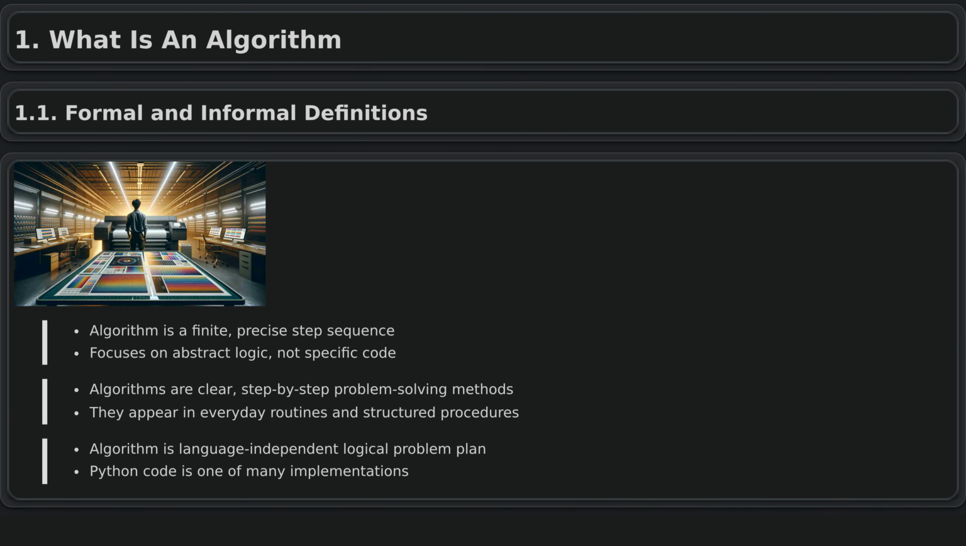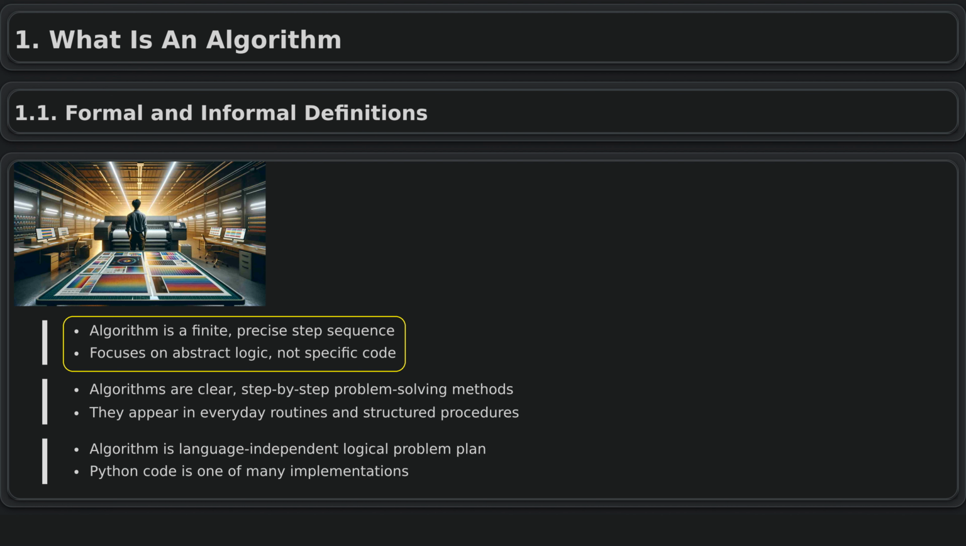What is an algorithm? Formal and informal definitions. In computing, an algorithm is more than just code in a particular programming language. It is a clear, finite sequence of unambiguous steps that takes some input and produces an output, and it must always finish in a limited amount of time. This definition treats algorithms as abstract procedures, like precise instructions that any suitable agent could follow.